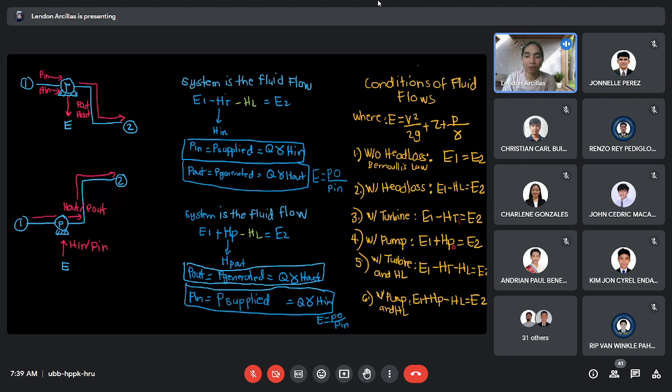Okay? If we add a turbine and we consider head loss, of course, minus HT in minus head loss. Last case, if we add a pump and then we consider head loss, that is additional HP out minus HL, or head loss, equal to the E2. So these are the cases of our problem to solve.